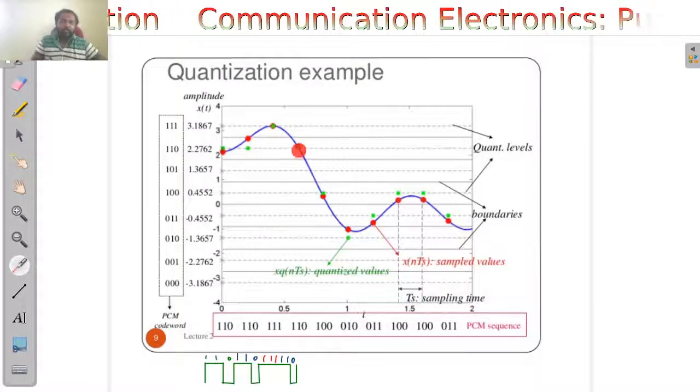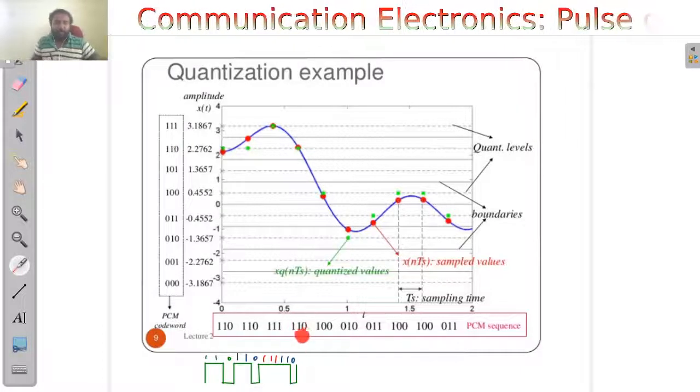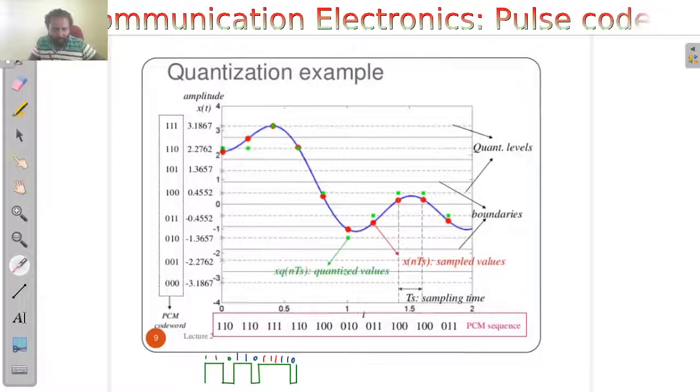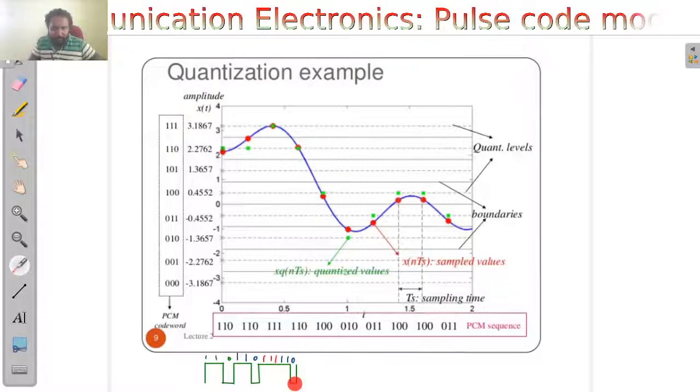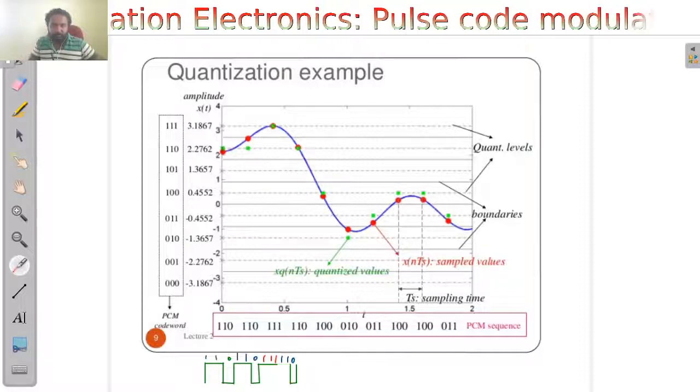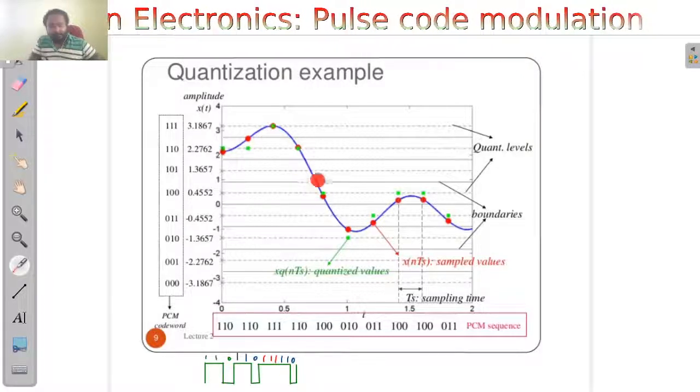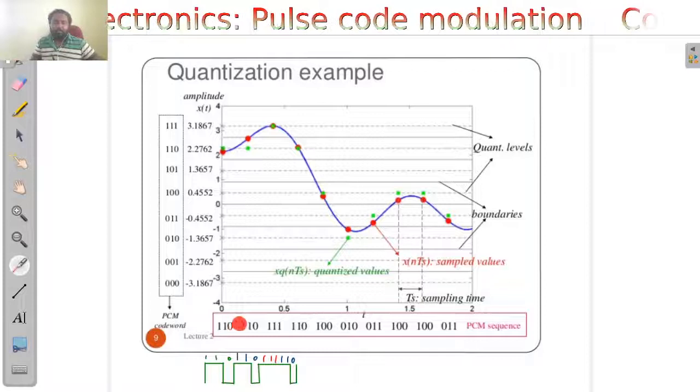The fourth sample is represented by 110. That will be represented here like 2 peaks and 1 trough, 110. And similarly it goes on like this. So the PCM sequence is this.